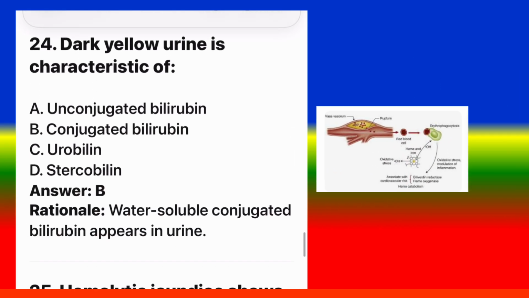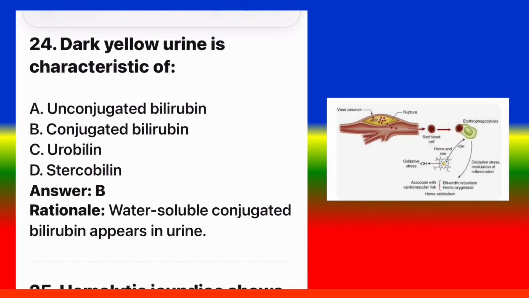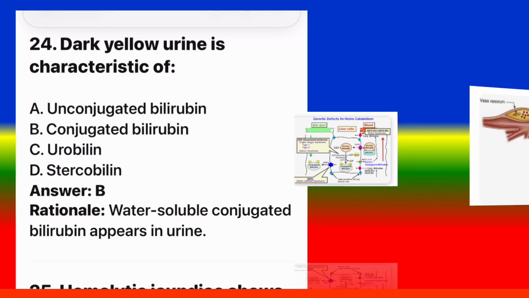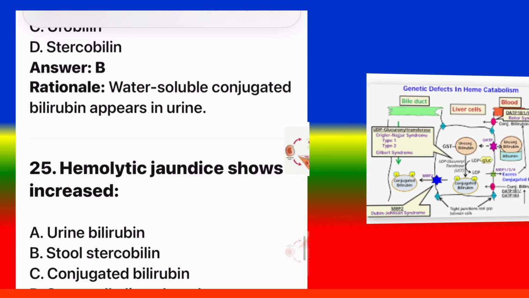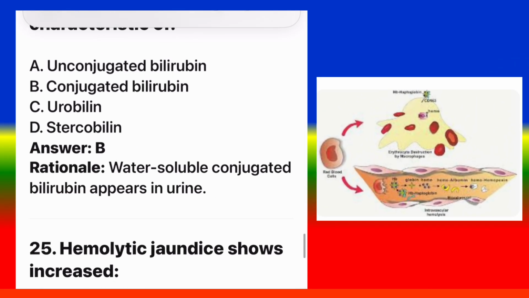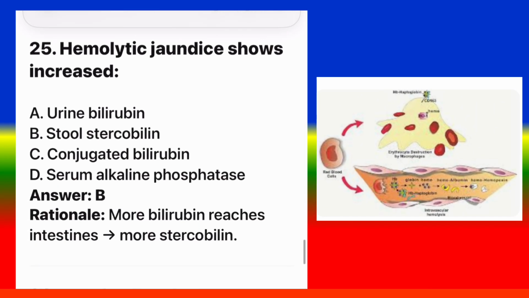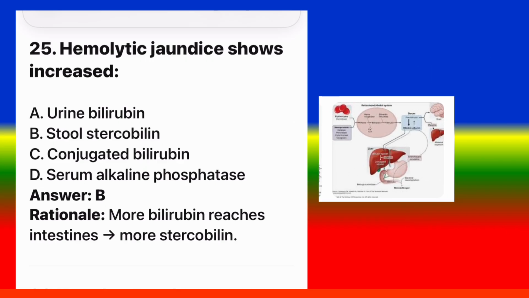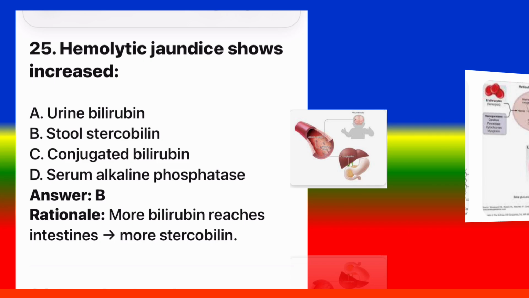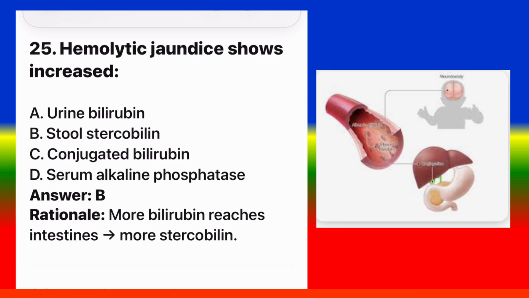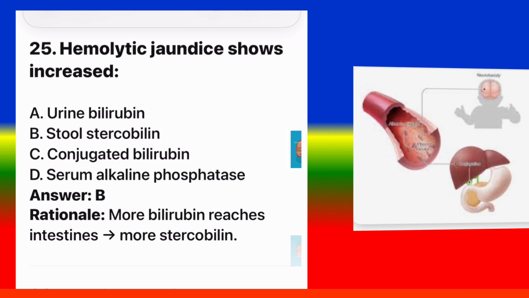Dark yellow urine is characteristic of A. Unconjugated bilirubin, B. Conjugated bilirubin, C. Urobilin, D. Stercobilin. Answer B. Rationale: water-soluble conjugated bilirubin appears in urine. 25. Hemolytic jaundice shows increased A. Urine bilirubin, B. Stool stercobilin, C. Conjugated bilirubin, D. Serum alkaline phosphatase. Answer B. Rationale: more bilirubin reaches intestines, more stercobilin.